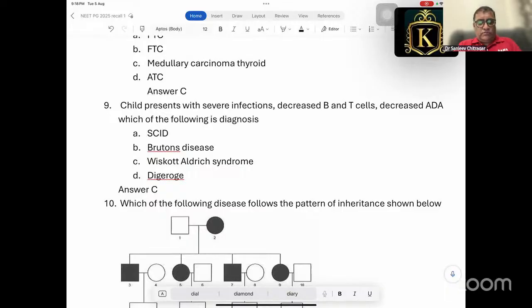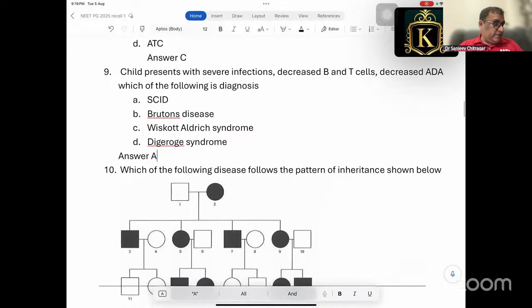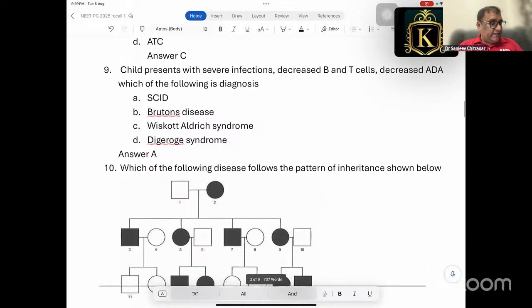In DiGeorge syndrome, both B and T cells will be what? Normally present. There is no maturation of T cells happening in DiGeorge syndrome, right? Answer should be A here, right? Yeah, answer is SCID, correct.